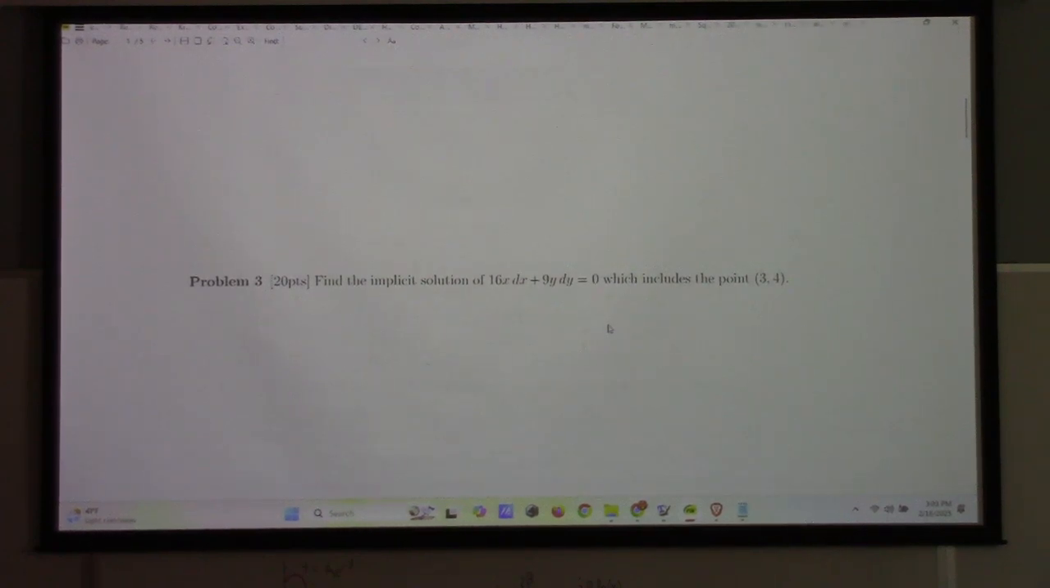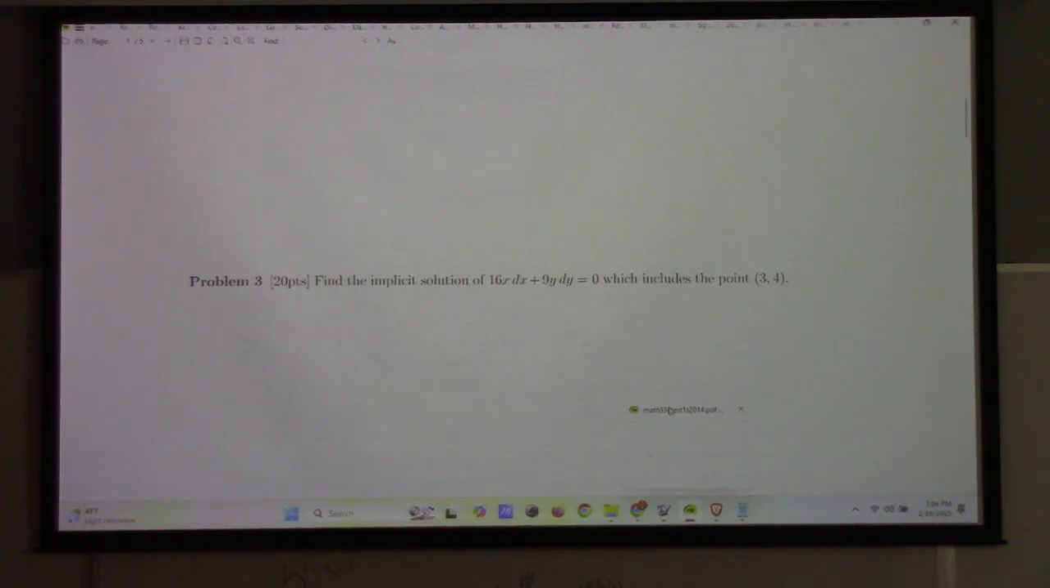Okay, we've got places to be. How about this? Find the implicit solution of 16x dx + 9y dy = 0, which includes this point. What kind of differential equation is this? This one should yell at you: exact equation. Of course, if it doesn't pop out at you, you could also separate and integrate. So they're not mutually exclusive.